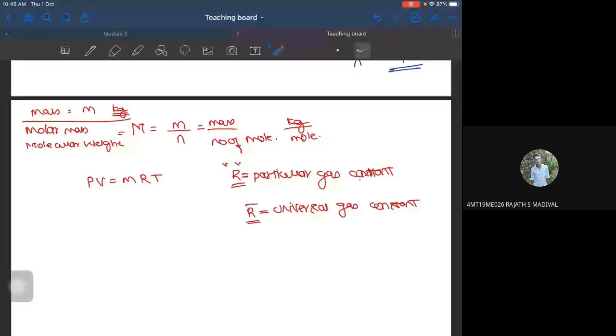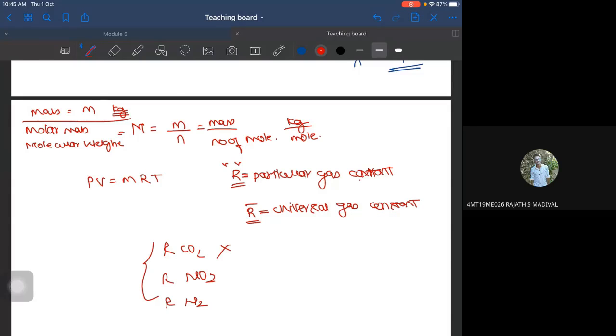Particular gas constant means it will have a different value for different individual gases. That means R for CO2 is different, R for NO2 is different, R for N2 is different. All the values of R for the different gases are different. That's why it is known as the particular gas constant. It is particular to a particular gas. That is its meaning.